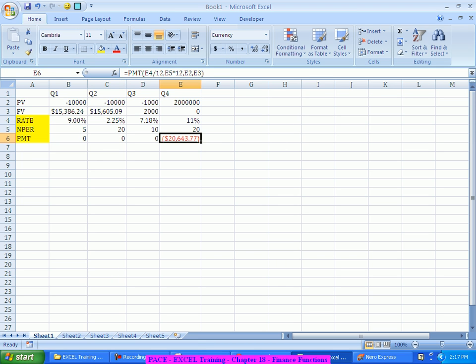Now if your loan term is only 15 years, your EMI will become 22,000. Like that you can work around. If your loan is only for 10 years, your EMI will become 27,550. That's how you can work around. By just changing one number, you can work around on your calculations.